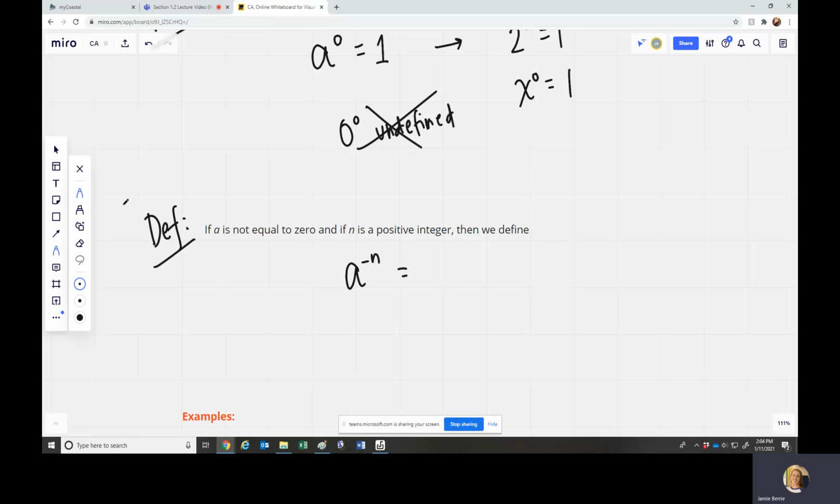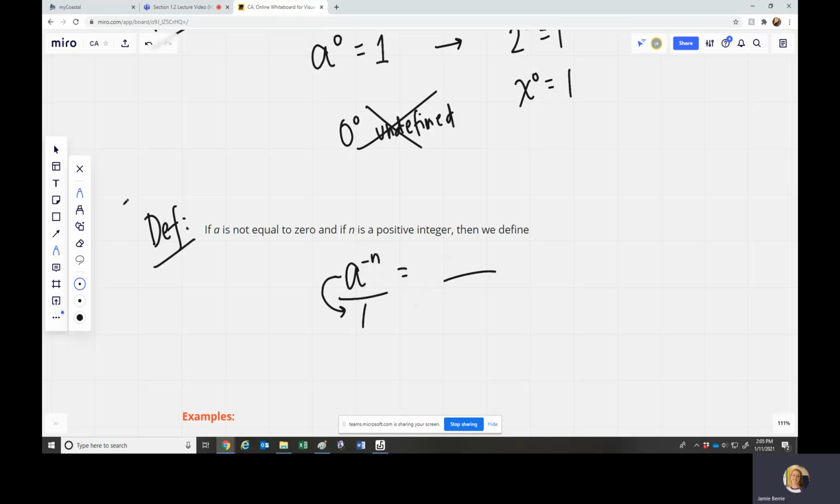So if you have A raised to a negative N, then we have a special rule that lets us turn any negative exponent into a positive exponent just by moving it either to the numerator or to the denominator. So in this case, we're going to assume that this is all over 1. If you move this term to the denominator, it's going to change the sign of the exponent.